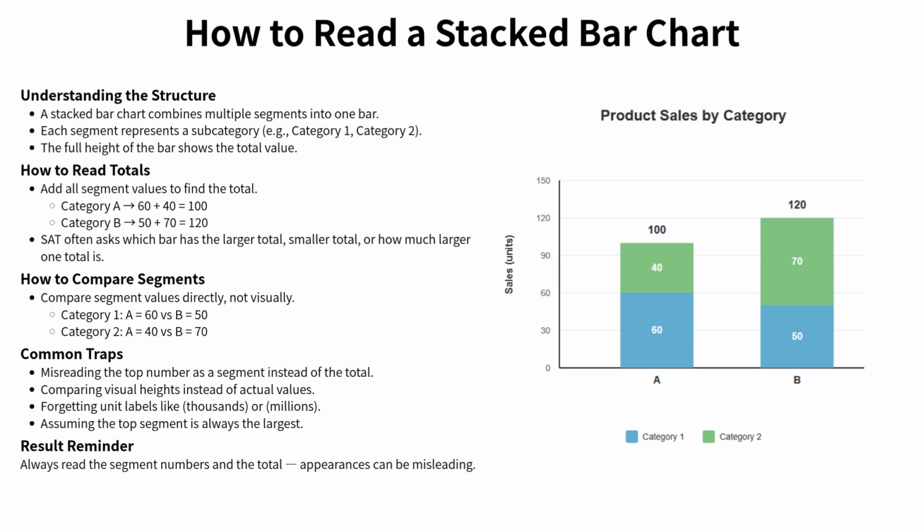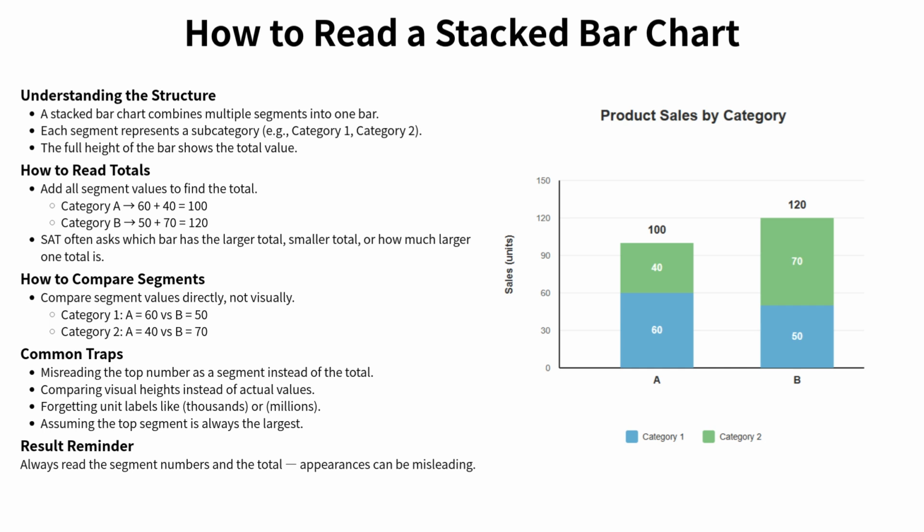A stacked bar chart shows both the total value of a category and how that total is divided into smaller parts. In this example, Category A consists of 60 units from Category 1 and 40 units from Category 2, giving a total of 100. Category B includes 50 units from Category 1 and 70 units from Category 2, for a total of 120. When the SAT asks which category is larger overall, your first step is to add the segment values. Never estimate totals by eye.